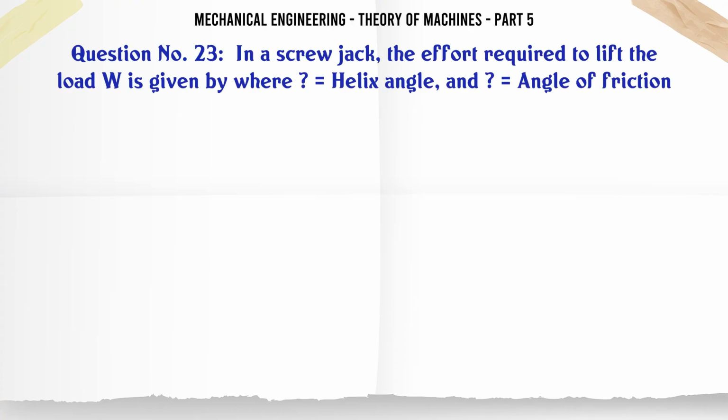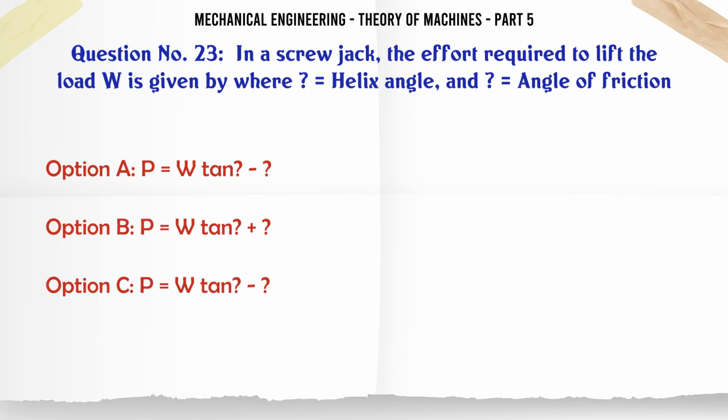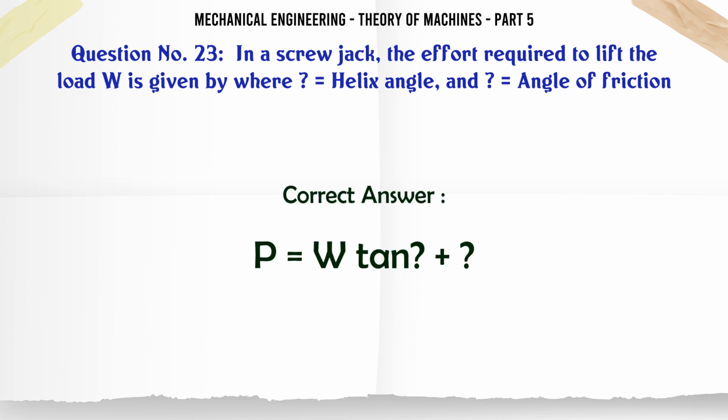In a screw jack the effort required to lift the load W is given by P = W tan, where the helix angle and angle of friction are considered. A. P = W tan. B. P = W tan. C. P = W tan. D. P = W cos. The correct answer is P = W tan.